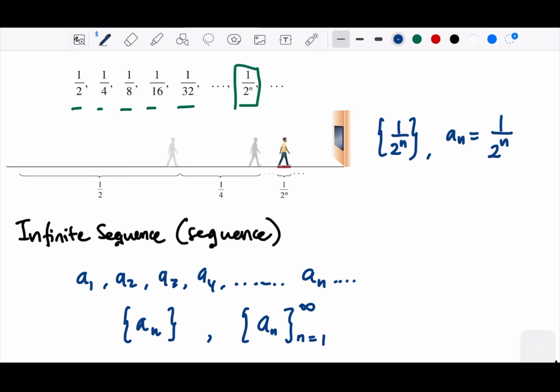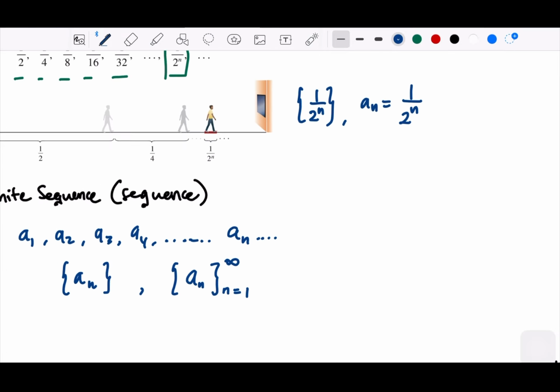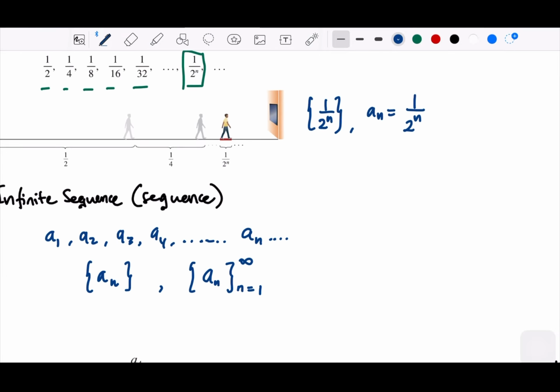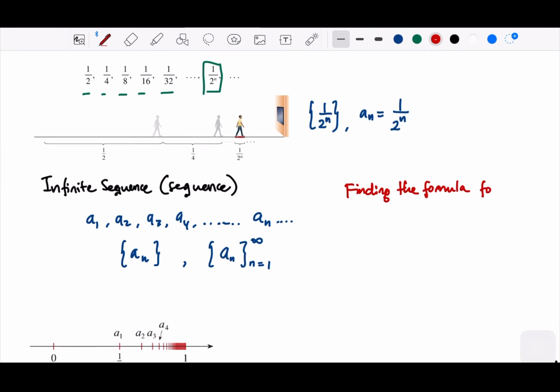Okay, in a sequence, perhaps you are going to find the pattern itself. For example, you are given some list of numbers, and then you need to find the formula for the pattern. Okay, for example, here, let me write this part here. If you are given, let me write, finding the pattern or formula for general term.